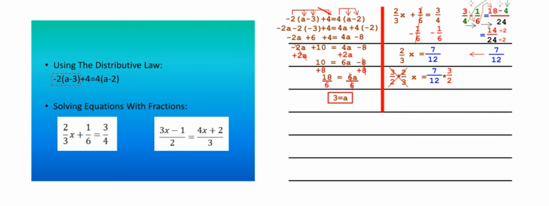Okay, so now multiplying. 7 times 3, once again, 21. 12 times 2, 24. Now all we have to do is simplify the fraction. 21 is not even, so it's not a multiple of 2. Not a multiple of 5, it does not end in a 0 or a 5. Not a multiple of 10, it does not end in a 0.